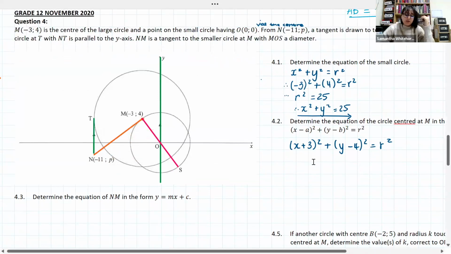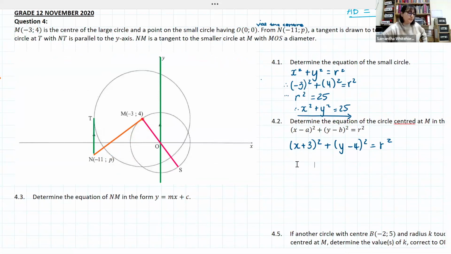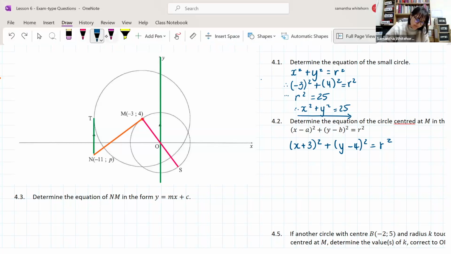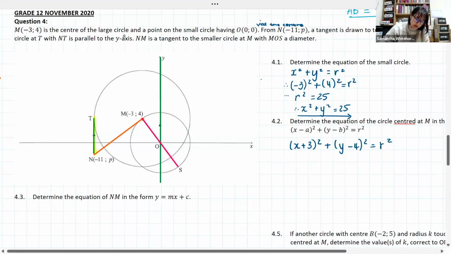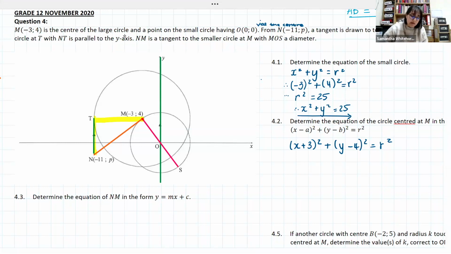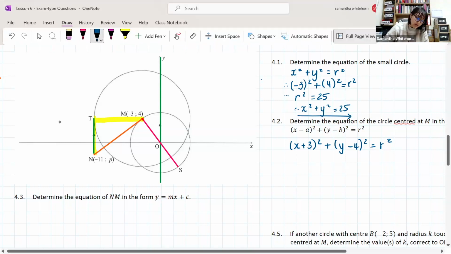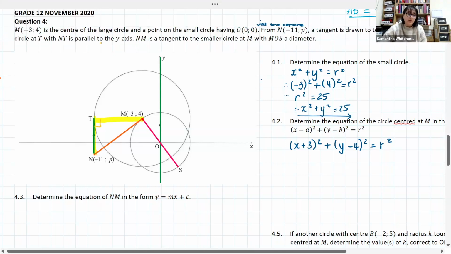Right. So we need to go and figure out what the radius is now, or what r squared is now. What we need to bear in mind is that we don't have any other point on our circle. However, what we do know is that NT is a tangent to our circle. So we know that if we were to draw MT, that would be perpendicular to that tangent. Okay, hopefully we all agree with that.